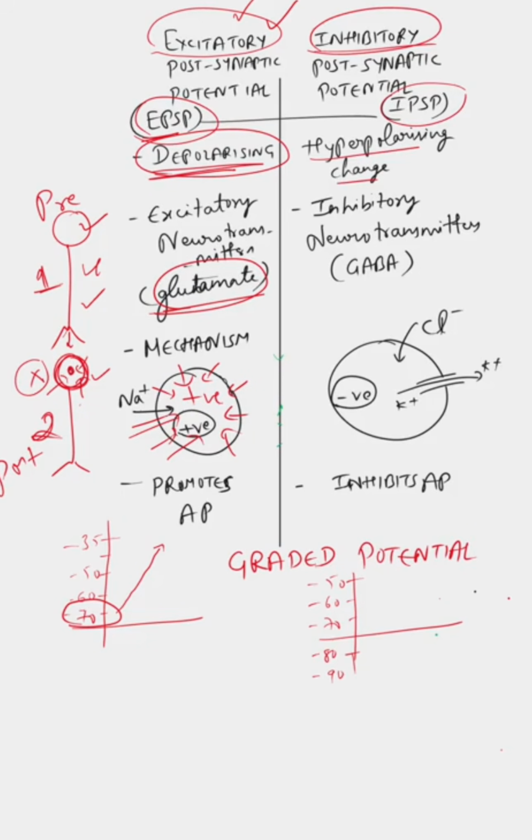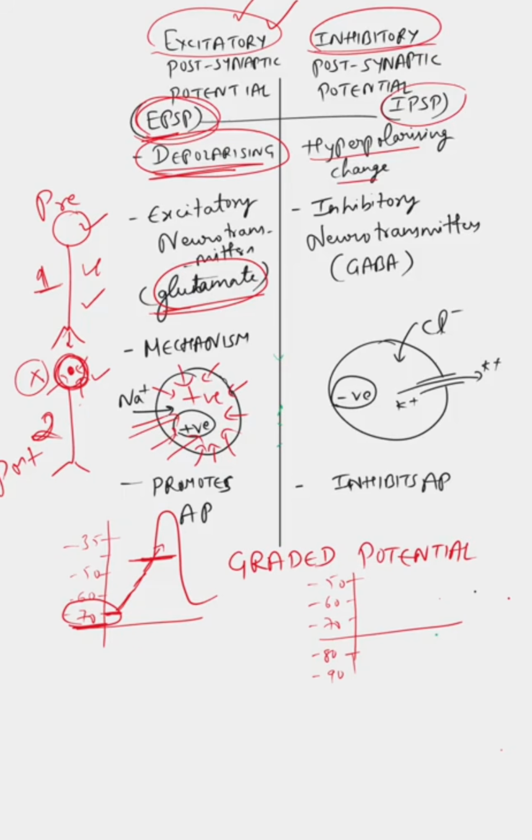So this will bring the resting membrane potential from minus 70 to minus 60, minus 50, minus 40, till it reaches a threshold. Once the threshold is reached, an action potential fires. Clear? So any change which brings the membrane potential from resting membrane potential to threshold is what is excitatory postsynaptic potential. And this is happening because a large amount of positive ions are entering into the neurons.